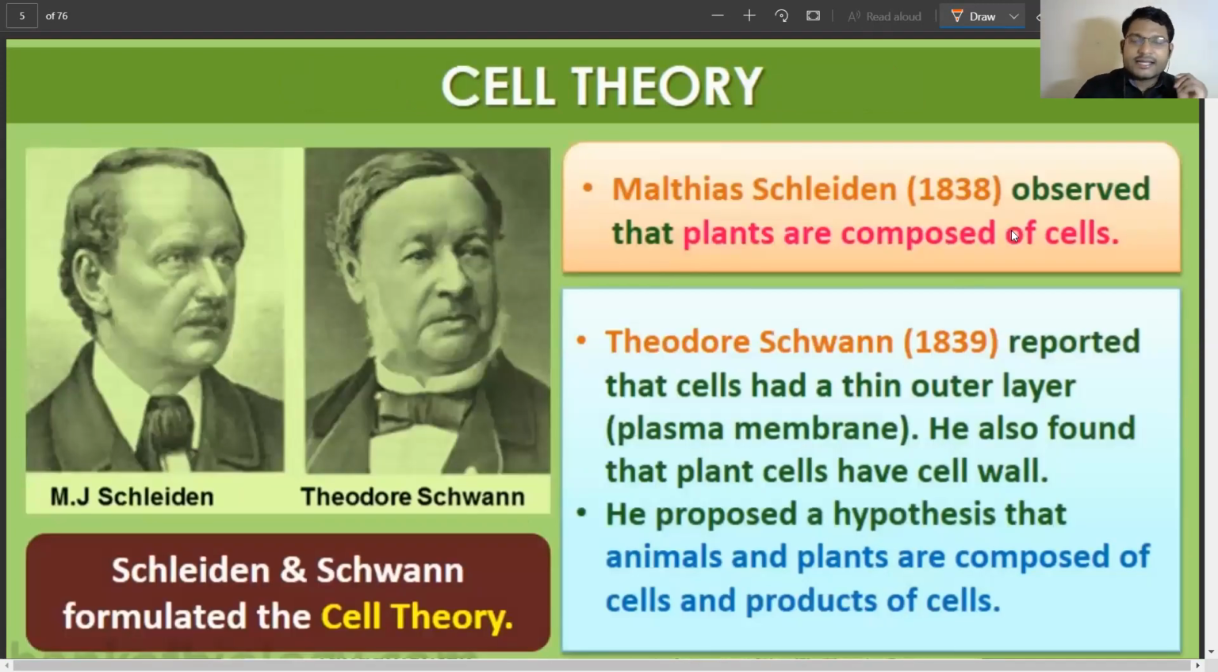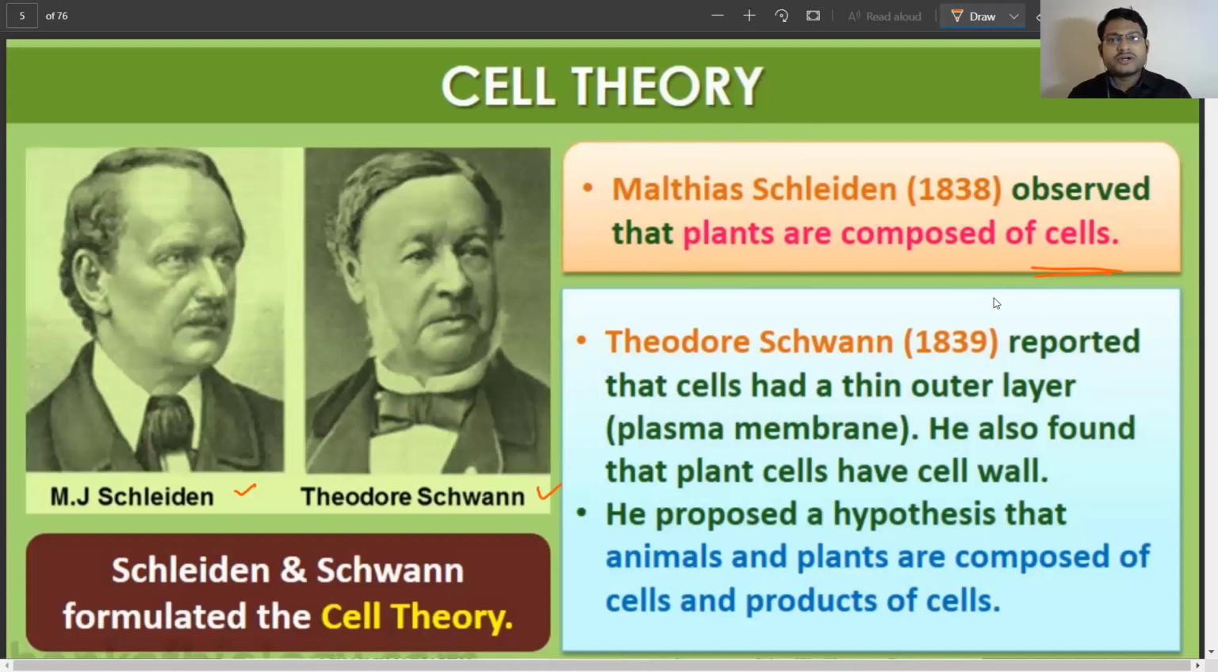And at the beginning, in the year 1838, what happened? There were two scientists, M.J. Schleiden and Theodor Schwann. Together, not together, later on they came up with the cell theory, but independently they postulated that plants are composed of a number of cells. Okay, Schleiden observed this.